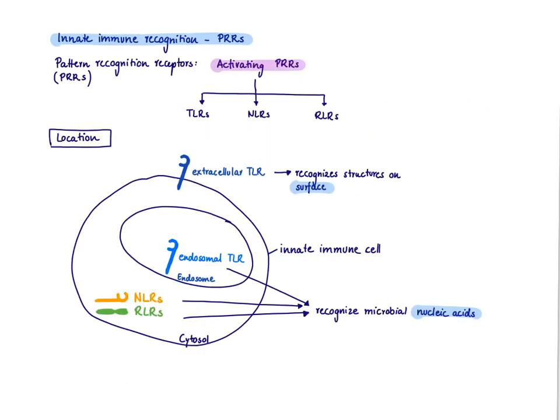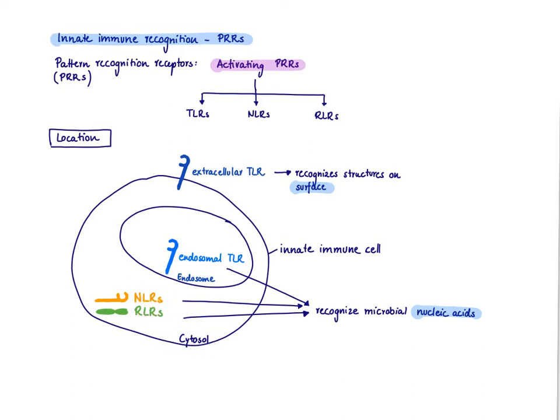So in order to know which kind of infection is going to activate which pattern recognition receptor, we need to know where they are located. Location is crucial here because that's going to tell us which invader is going to activate which PRR. The TLRs come in two flavors. We find them on the surface, extracellular TLRs, but we find them also in the endosome. So these are the endosomal TLRs. And then the NLRs and the RLRs we find in the cytosol.